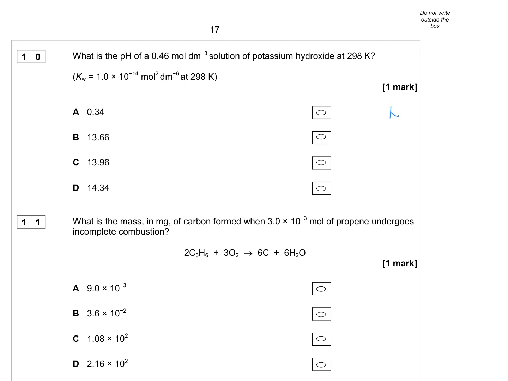So question 10 sticks with pH, but this time using Kw. Quick reminder, Kw is the concentration of the hydrogen ions times the concentration of the hydroxide ions. In the question, they've given you Kw and told you the concentration of the potassium hydroxide. Potassium hydroxide is KOH, so it's only monobasic. A quick calculation, 1 times 10 to the minus 14 over 0.46 will give us the H+, and then if we do negative log to base 10 of that, we get an answer, and the answer is B.